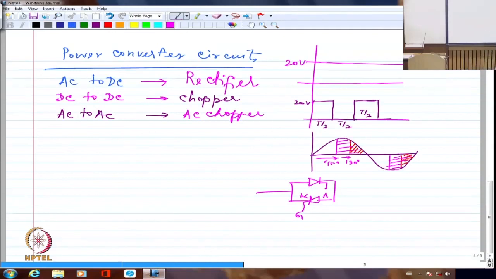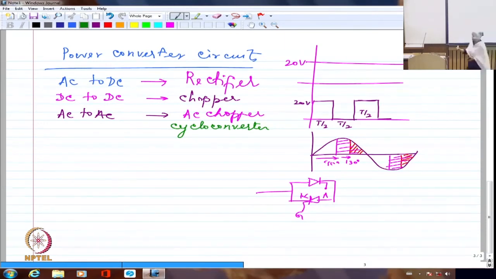There is one more type of AC to AC converter which we will be dealing with, which right now I am not going to explain, which is known as the cycloconverter. We will be dealing with both these circuits. Okay?